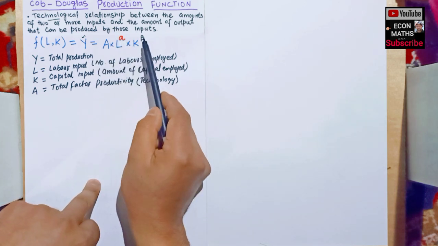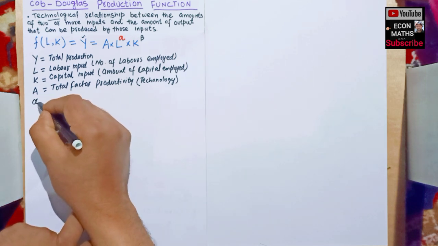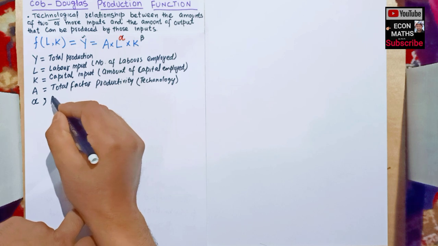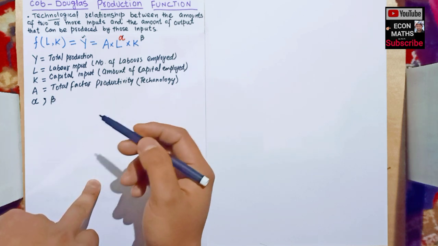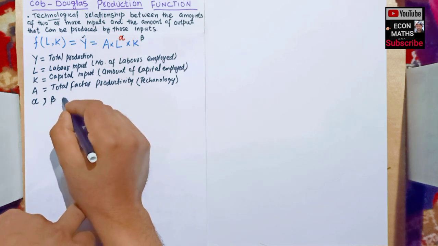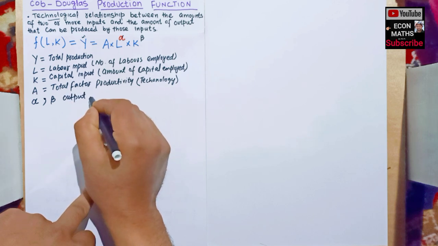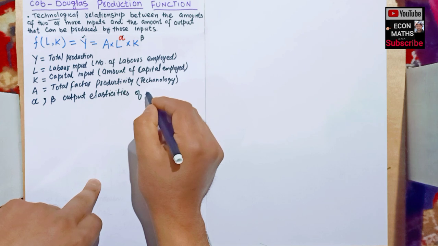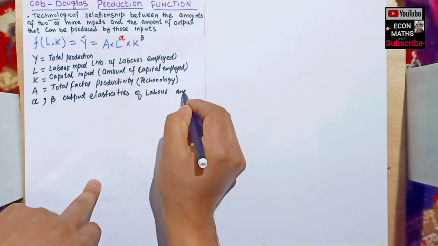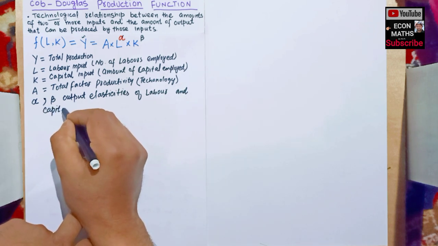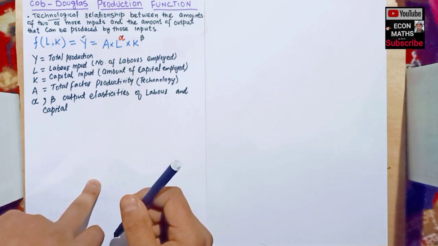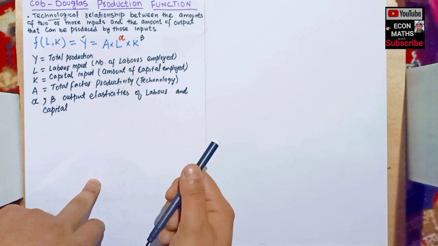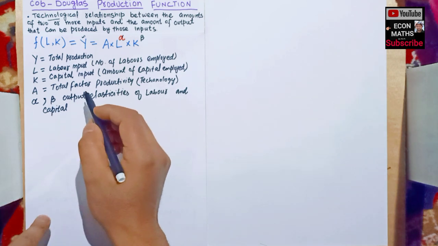Now, what are alpha and beta? These are the output elasticities of labor and capital. Now, what does this mean? Output elasticity measures the percentage change in the output due to a 1% change in labor or capital input.